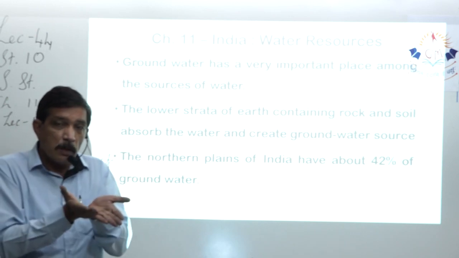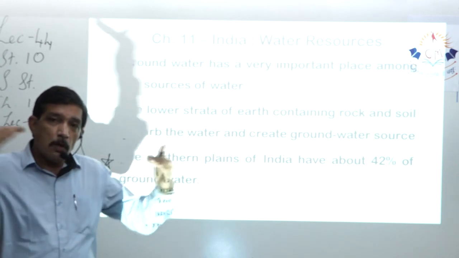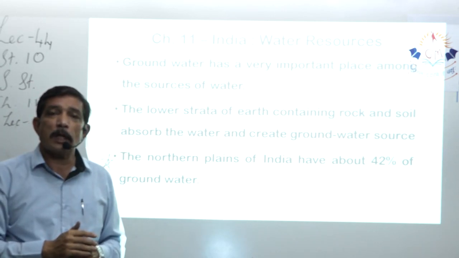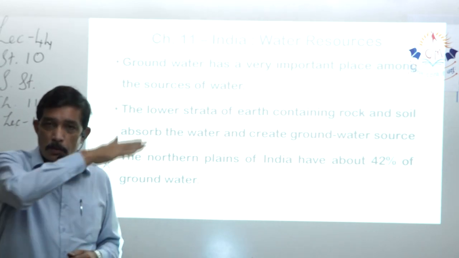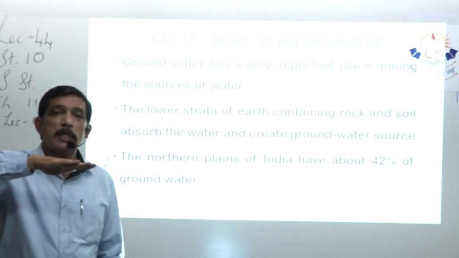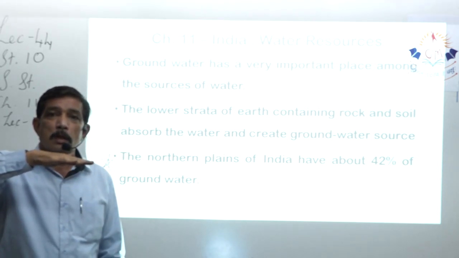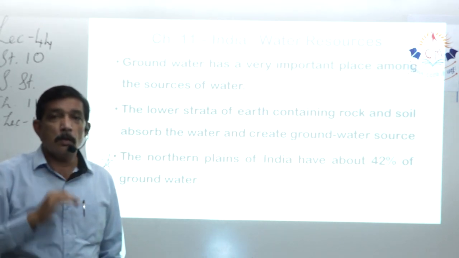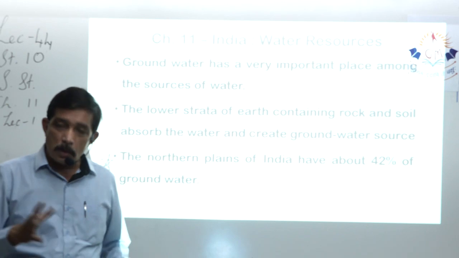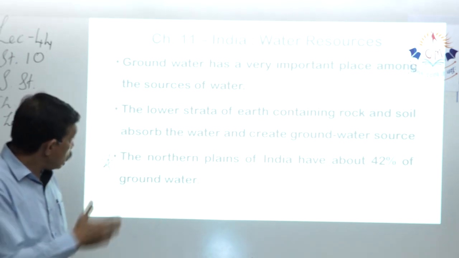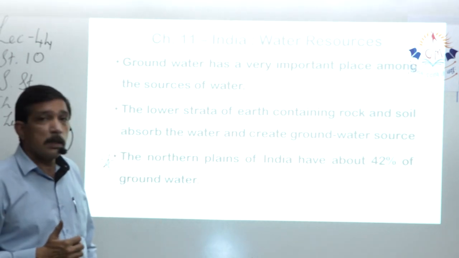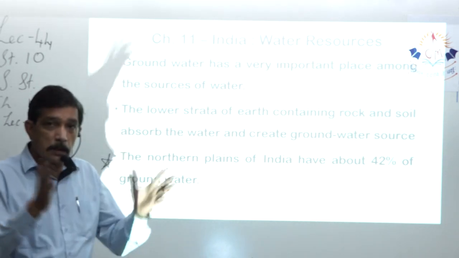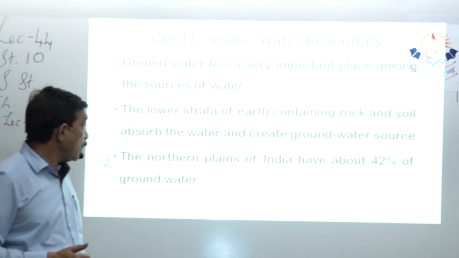The lower strata, that means it will grow in the slopey area. The water gets collected where there is the slopey area, so it will drain, and then it will remain stagnant at one area because it's quite low. Then water starts going under the ground and water gets collected under the ground. So the lower strata of earth containing rock and soil, they absorb the water and create a groundwater resource.